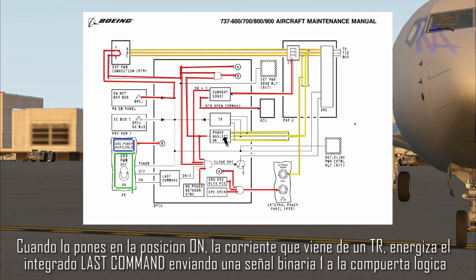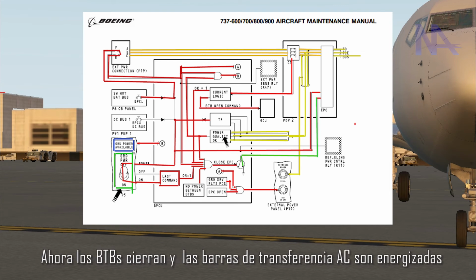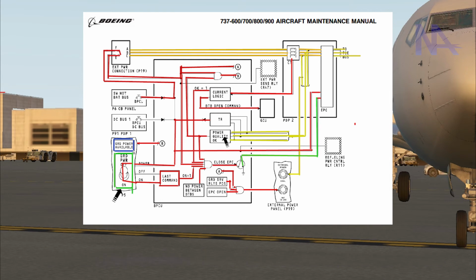When you put it in on position, current that comes from a TR energizes the last command, sending a 1 binary signal to the logic gate. After that, it pushes the electronic switch, and finally energizes the EPC with an extra signal from TR. Now the BTBs are closed and AC transfer buses are powered.